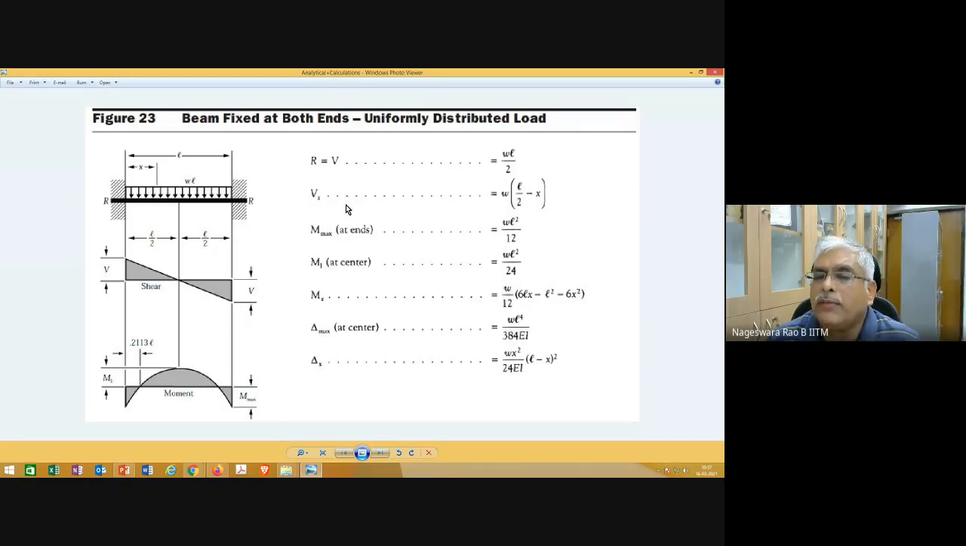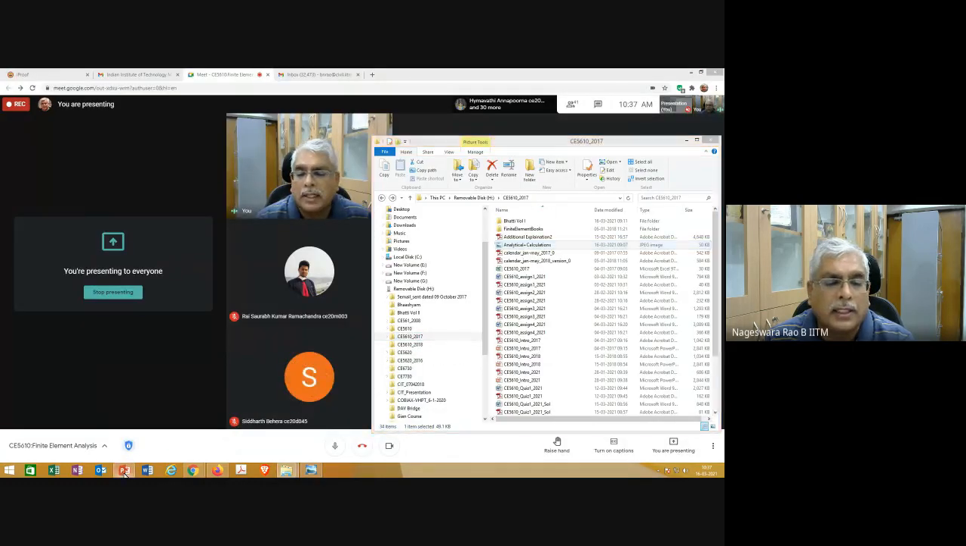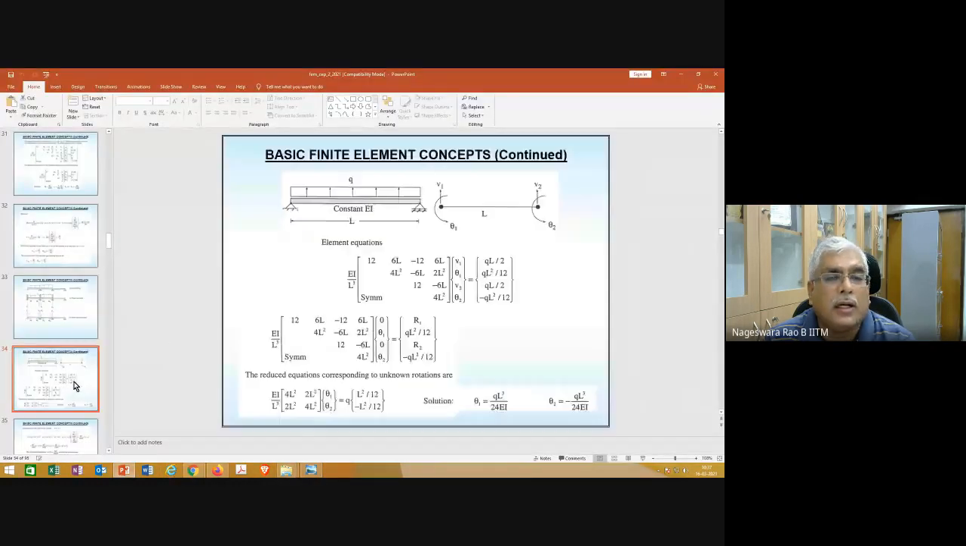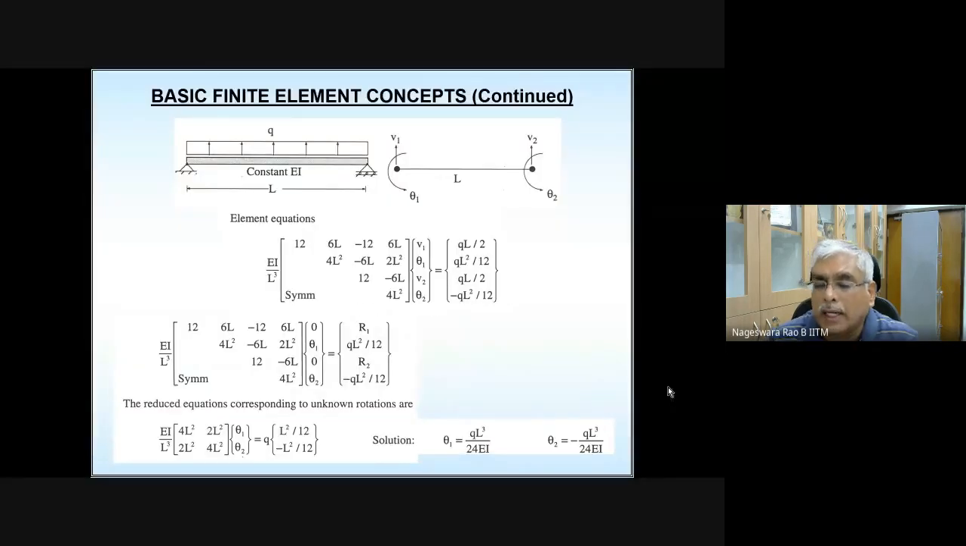That is how to get the shear force at any point, bending moment at any point, and displacement at any point along the length of the beam in terms of S. Or the same thing you can repeat if you want rotation at any point along the length of the beam. I hope this is clear. That is what you require here for the correction.